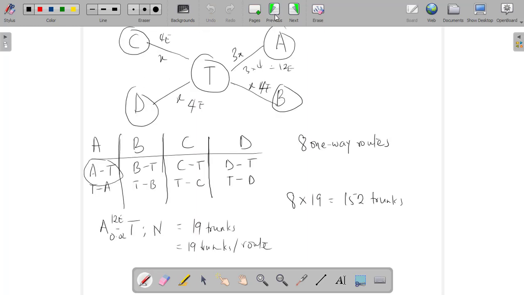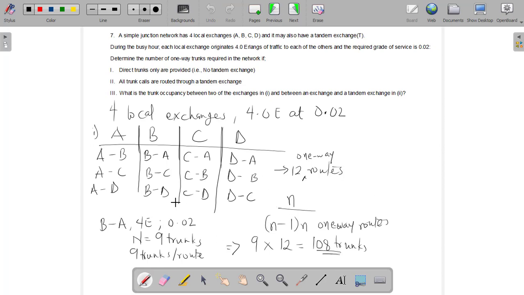Now if you go back to check, you would see that between a pair of exchanges, there are going to be 2 one-way transmissions. So as B originates 4 erlangs to A, A will also originate 4 erlangs to B. So in total, you can see that we have 8 erlangs being transmitted in the connection.